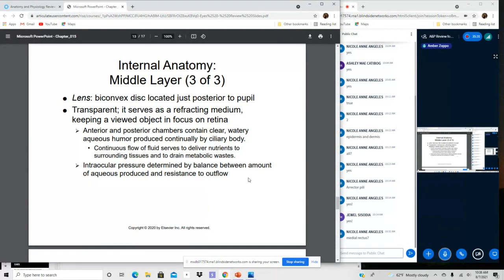So it's important to know what the intraocular pressure is in patients with conditions like glaucoma, because when the intraocular pressure is high, there's too much pressure in the eye, it can actually cause damage to the optic nerve, which may result in loss of vision. So intraocular pressure is an important measurement to remember.